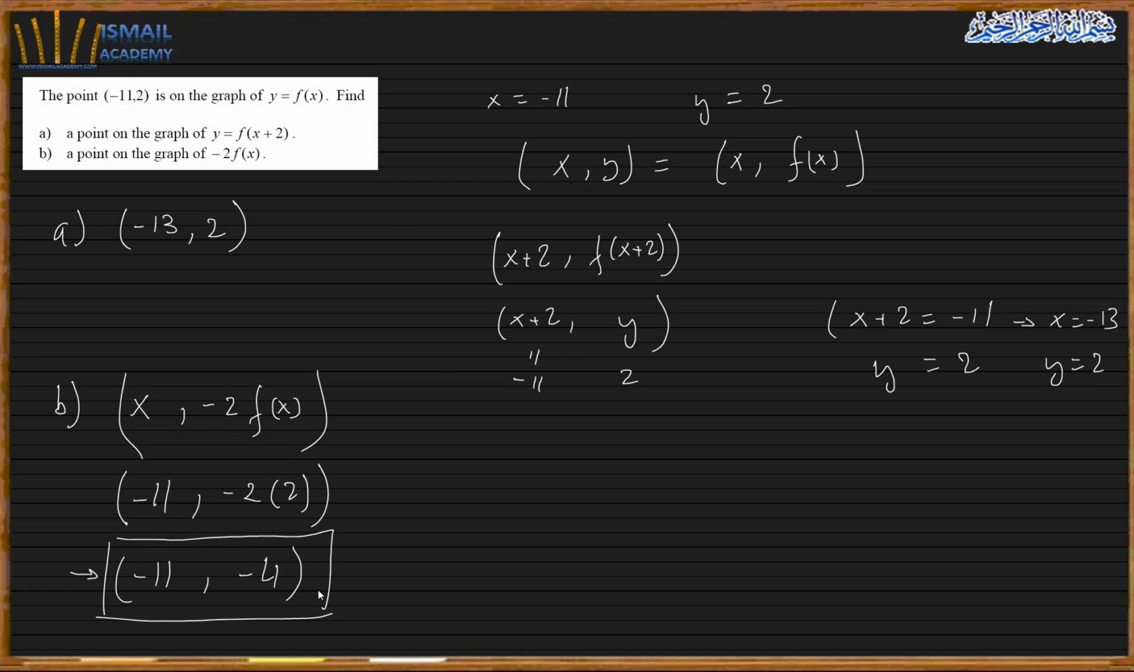So I hope it's clear. So here the inside is your x. That means you make x plus 2 equal to minus 11, because this is the y, and this y happens only at minus 11. That means y equals 2 only at minus 11. That means I make the inside equal minus 11. So I hope it's clear.